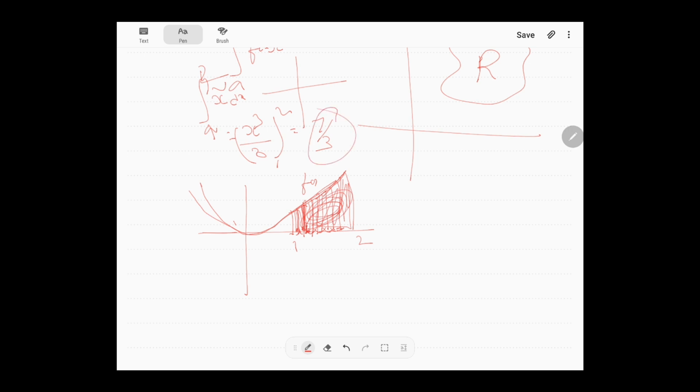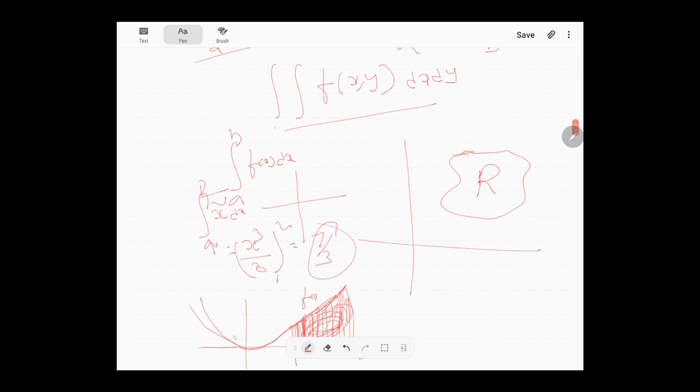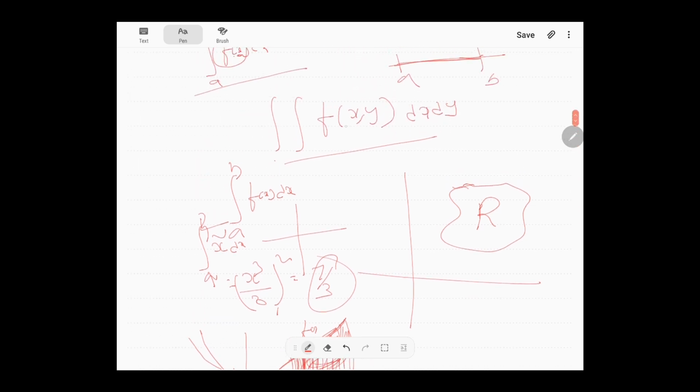In a similar way, in double integration also, at each and every point of xy, you find the value of the function f(x,y): f(x naught, y naught), f(x1, y1), f(x2, y2), f(x3, y3), and sum up all the values. Whatever result you get, that is the double integral of f(x,y) dx dy. As a nutshell, I am giving that idea.